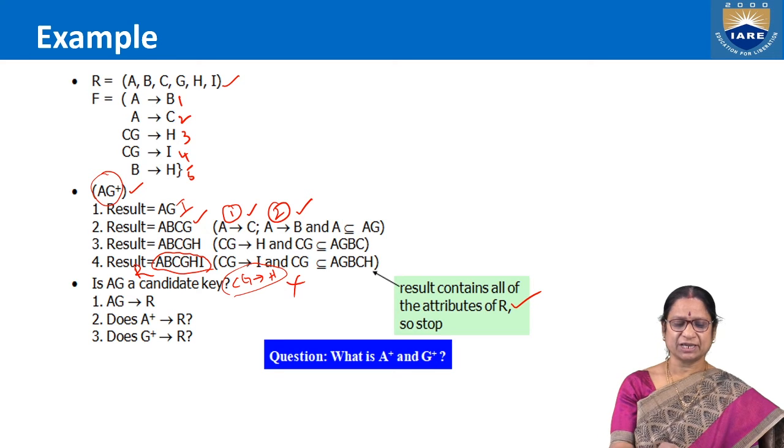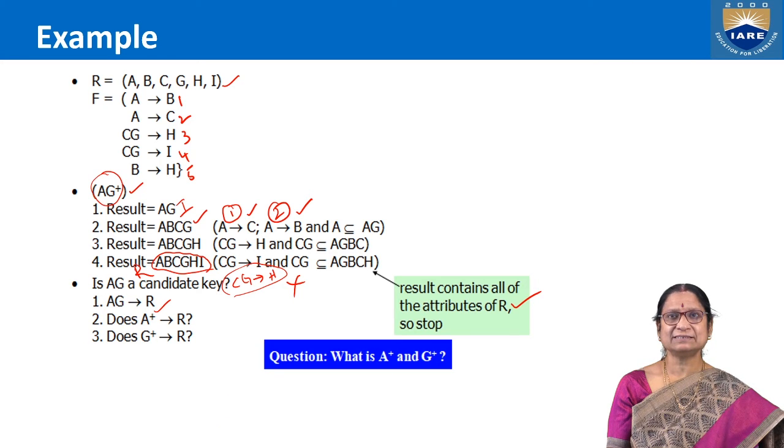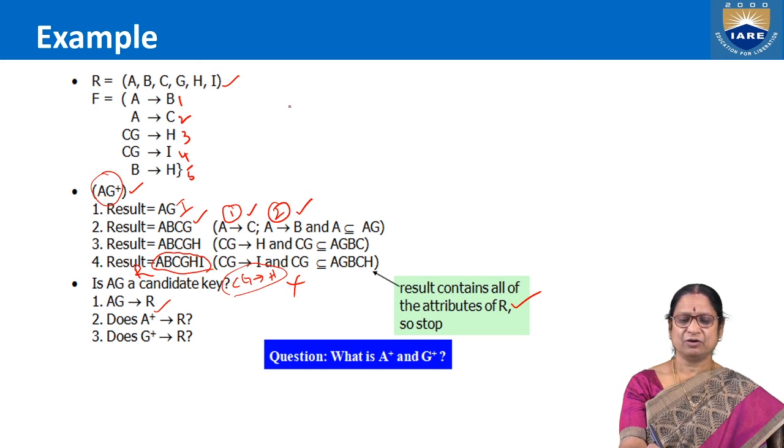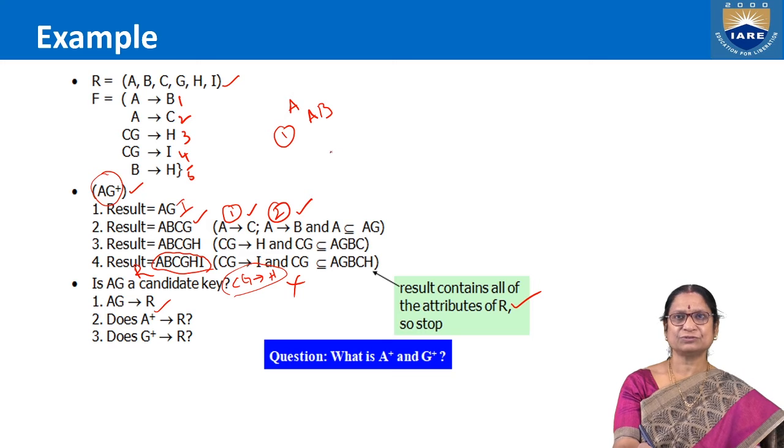Okay, similarly you can check A plus and G plus. What is A plus? A plus is the attribute closure of A, and G plus is the attribute closure of G. First I'll consider A. Initially A plus has A. Then by using FD1 this will become AB, because the left hand side is there.